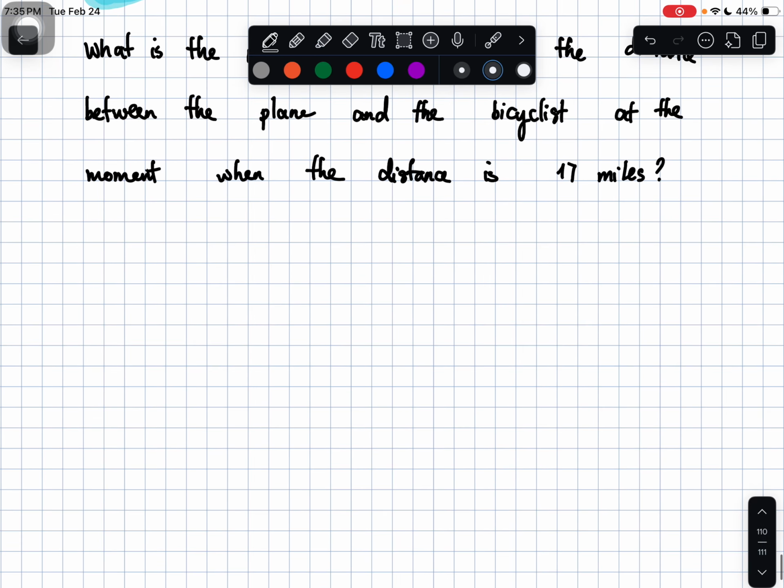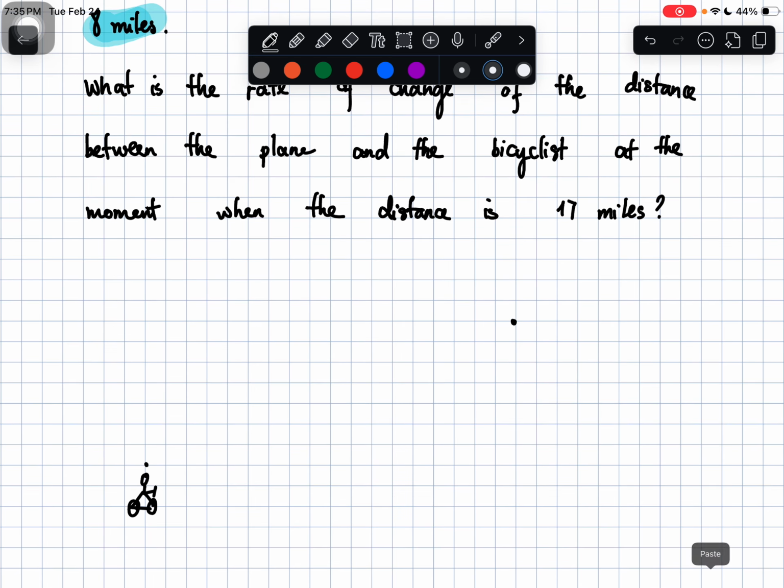So the situation is this. Say this point is a point where we have the bicyclist. So I draw a person here. Assume that this is the bicyclist. And then we have the plane. Suppose the plane is here. So this is a plane flying away from that person, and the plane flies in this direction.